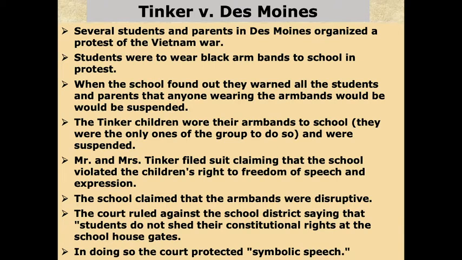Students and parents are going to organize a protest of the Vietnam War. And what they do is pretty interesting. They do a symbolic protest. Basically the students wear black armbands to school in symbolic protest of the Vietnam War. But when the school finds out, they warn these students and parents that anybody wearing the armbands would be suspended. Okay? The Tinker children wore their armbands to school anyways.